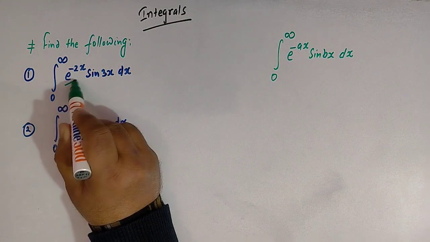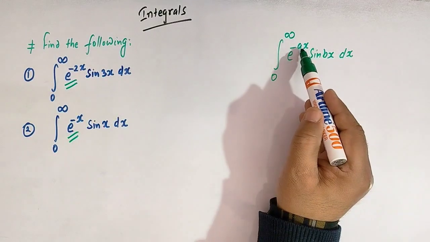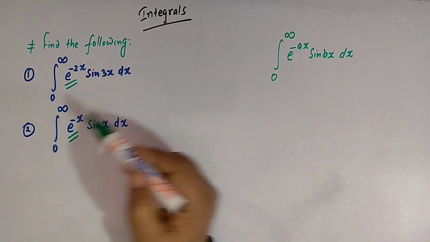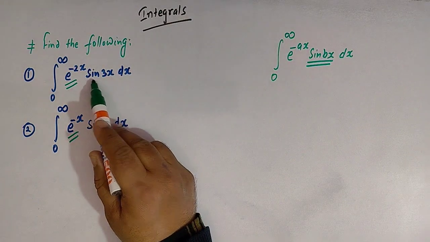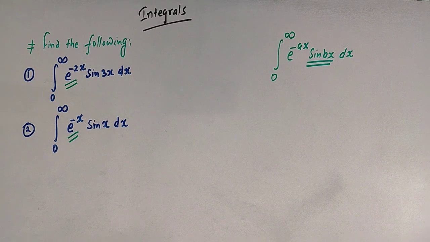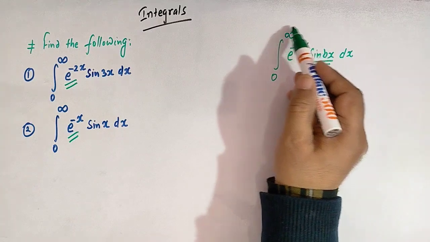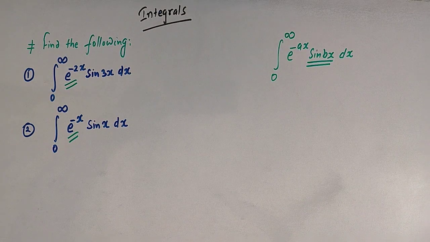So we see that the term e raised to minus ax appears, and here we have the trigonometric sine function, that is sine 3x, and here we have sine x. Let us see what the direct value of this type of integral is.